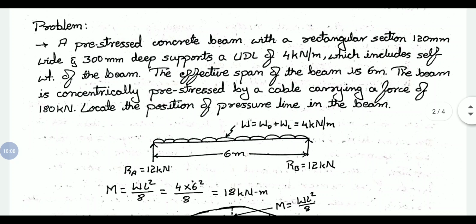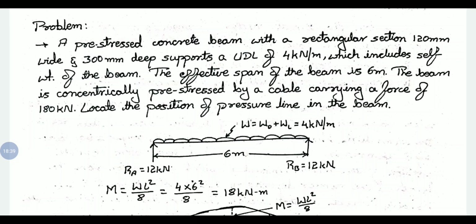In the first example, a pre-stressed concrete beam with a rectangular section of 120 mm wide and 300 mm deep supports a UDL of 4 kN per meter, which includes the self weight of the beam. The effective span of the beam is 6 meter. The beam is concentrically pre-stressed by a cable carrying a force of 180 kilonewton. Locate the position of the pressure line in the beam.